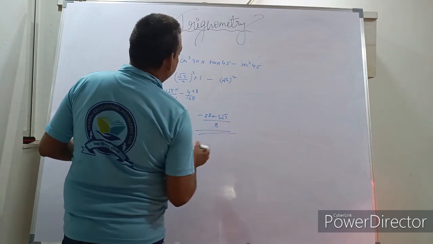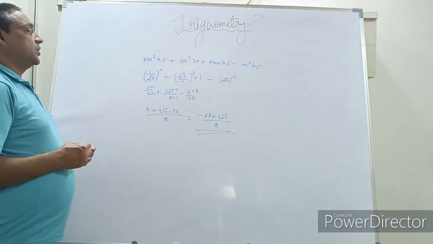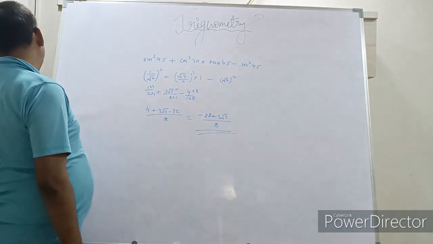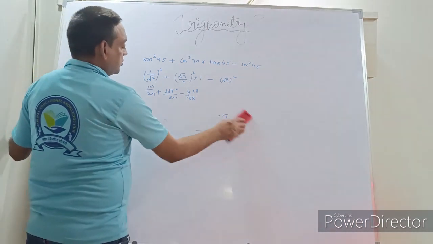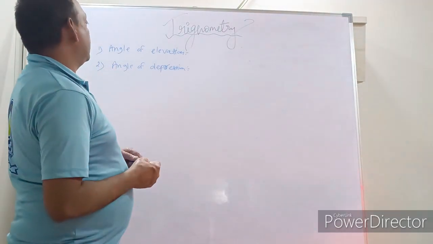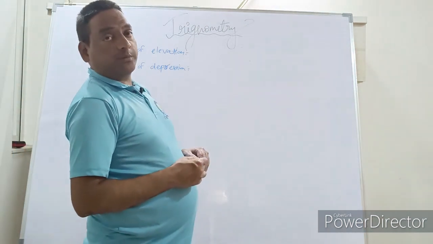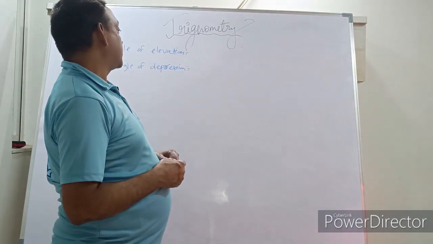Okay, so this is the value of sin square 45 plus cos cube 30 into tan 45 minus sec square 45. So like this we can solve the remaining sums also. The next part in trigonometry is angle of elevation and angle of depression. That's also a very important part. It's like an application of trigonometry.